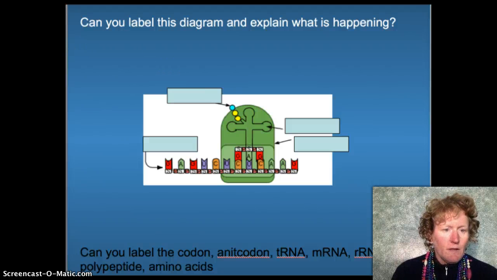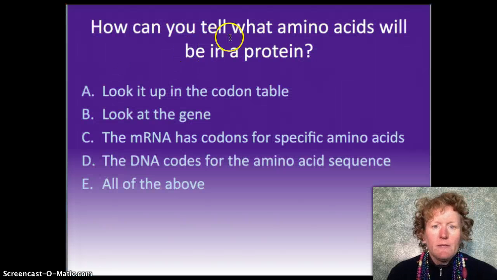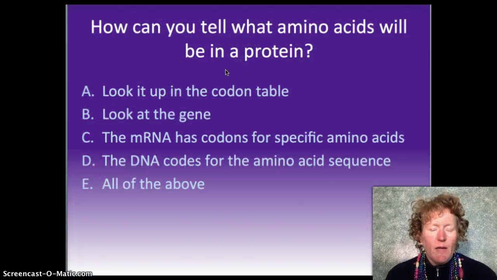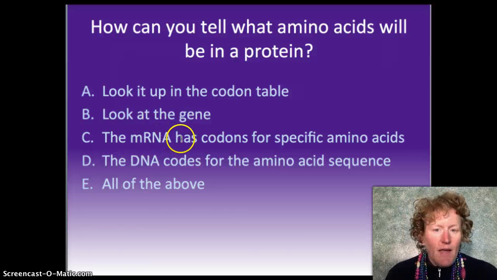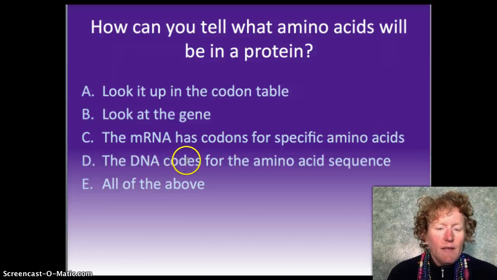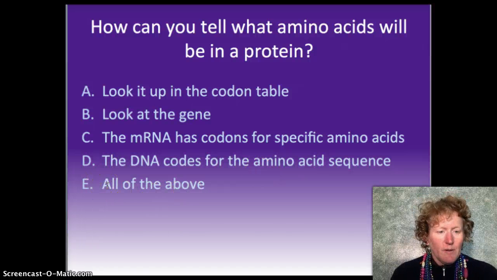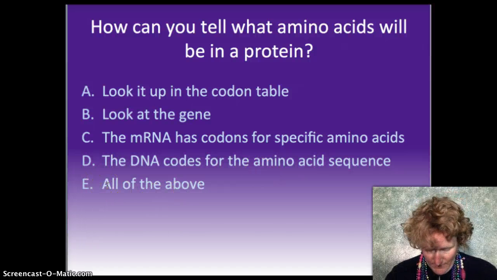So let's test your knowledge a little bit more. Get you ready for the quiz. How can you tell what amino acids will be in a protein? You look it up in the codon table, you look at the gene. The mRNA has codons for specific amino acids. The DNA codes for the amino acid sequence, or E, all of the above. Take a second to think about it.